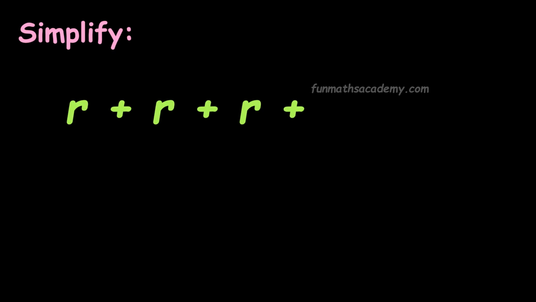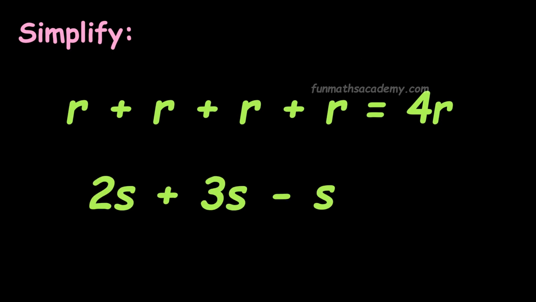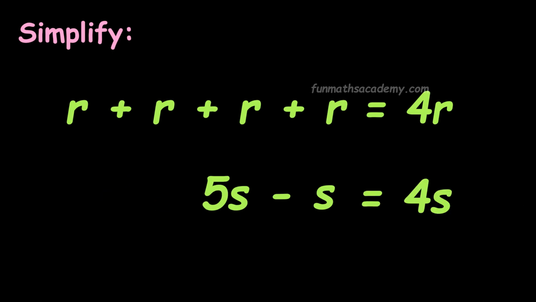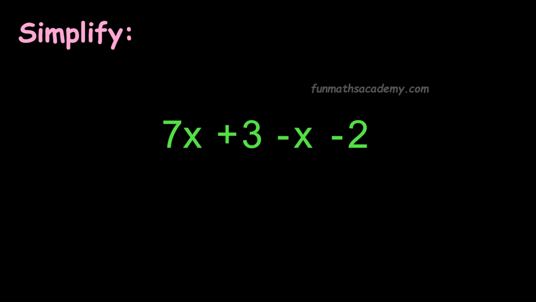Let's simplify the expression r plus r plus r plus r. We add up all the r's. Therefore, r plus r plus r plus r simplifies to 4r. Let's simplify the expression 2s plus 3s minus s. So, 2s plus 3s becomes 5s and 5s minus s becomes 4s. So, to simplify an algebraic expression with a mixture of different letters and numbers, you combine like terms.